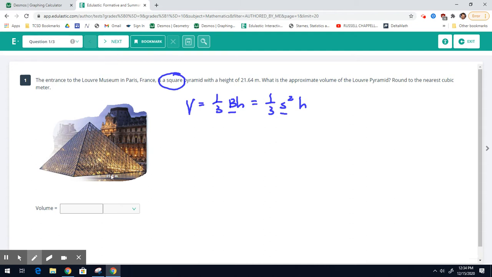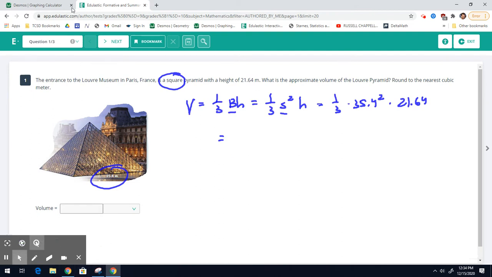You might miss this, so I'm pointing it out to you. They give you the length of the side on the picture, so they should have put it in the problem too. So the side length is 35.4 meters and the height is 21.64 meters. We're going to do 1/3 times 35.4 squared, because that's the side length, times 21.64. And this will give us our approximate volume. We're going to round to the nearest cubic meter.